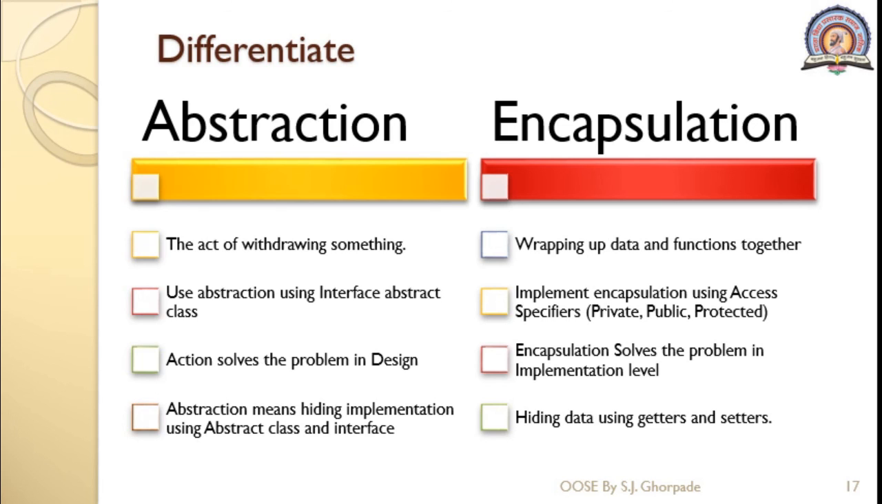Now the definitions are given here. Abstraction means hiding implementation details using abstract classes and by defining a set of interfaces. And encapsulation is nothing but hiding data using getter and setter methods. This is an example from Java. So it hides the data members and methods from outside the class. So this is the basic difference between data abstraction and encapsulation.